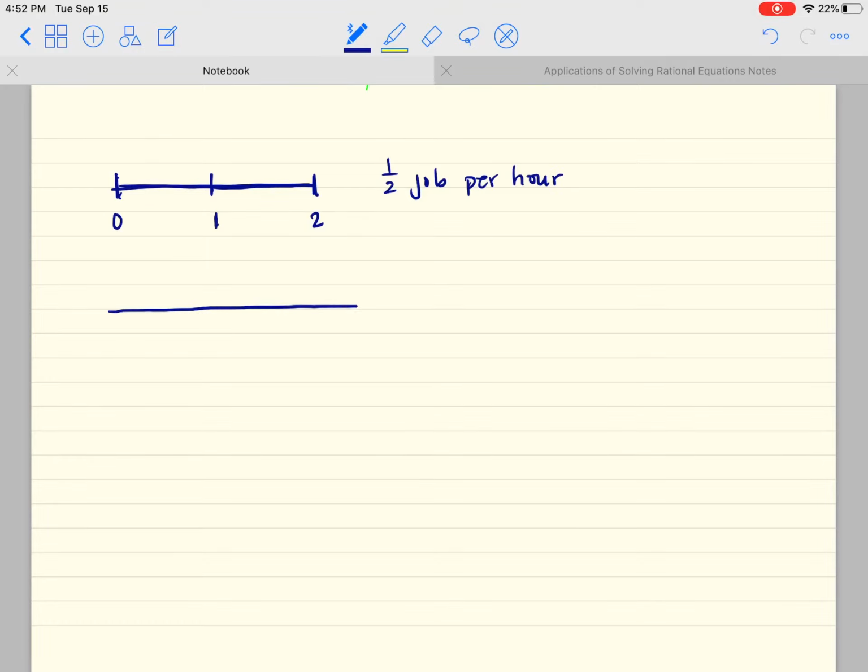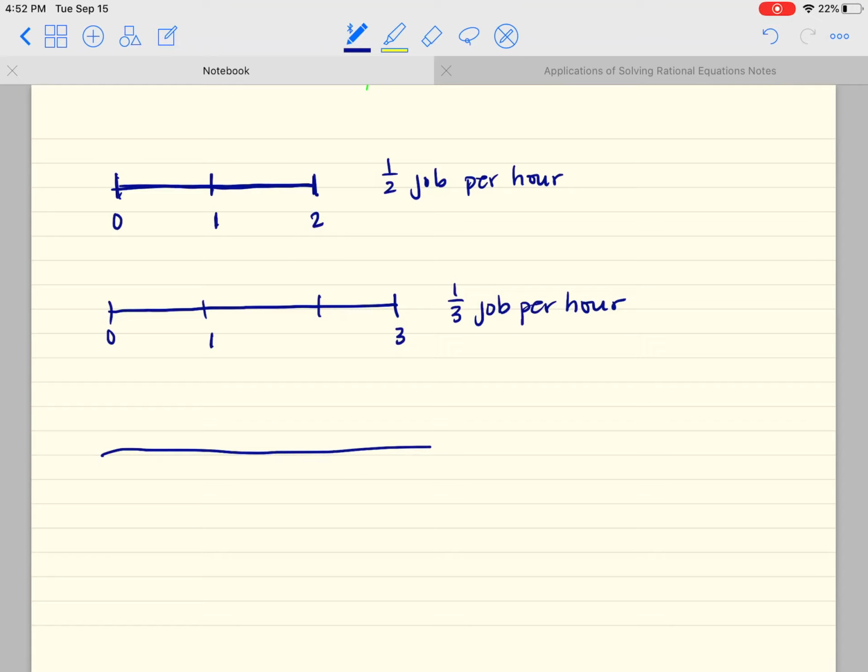Well, here's another job that takes 3 hours, okay? If a job took 3 hours, how much of the job would be done in 1 of those hours? Well, assuming I had drawn that to scale, that would be 1/3 of the job per hour. And so that would be the rate.